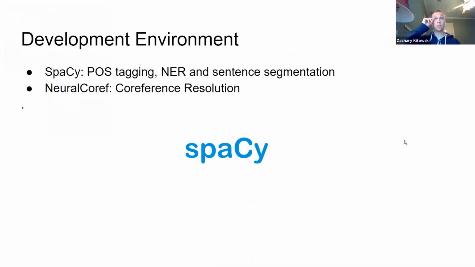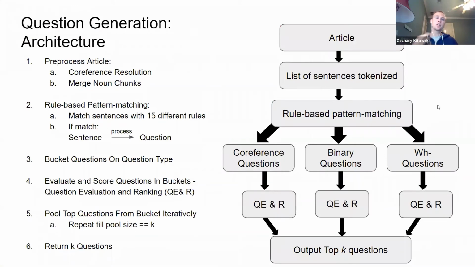The development environment that we used: spaCy for our part-of-speech tagging, named entity recognition, and our sentence segmentation. And we used Neural CoRef for our co-reference resolution. So the architecture for our question generation is as follows.